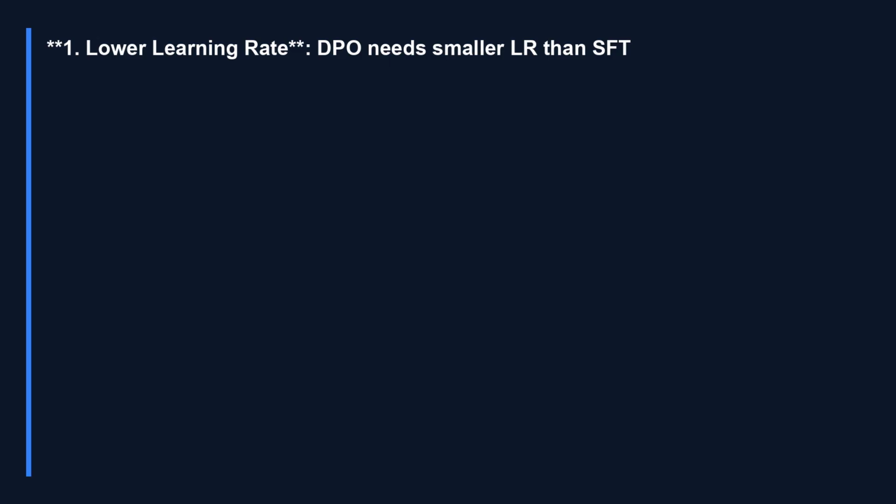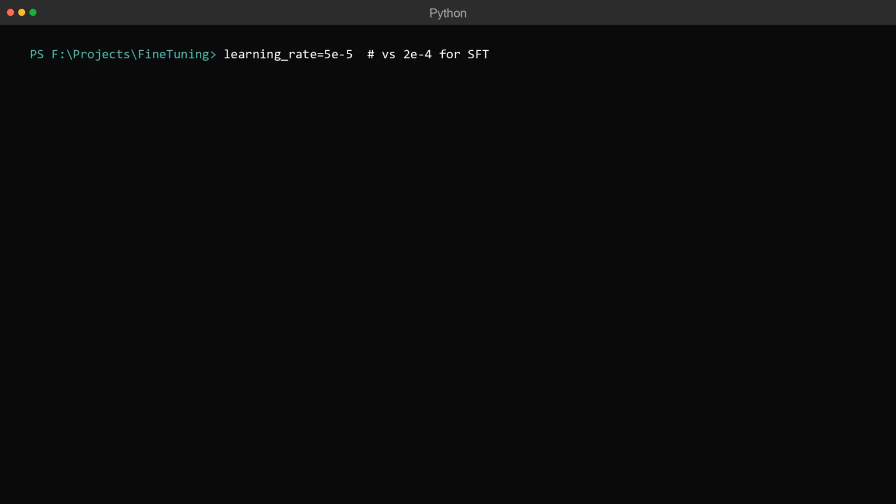The first parameter worth understanding is the learning rate. DPO uses a learning rate of 5e-5, about 4 times smaller than the 2e-4 you'd use for supervised fine-tuning. The reason is that your model already has good general capabilities from SFT. DPO isn't teaching it new knowledge. It's making subtle adjustments to which behaviors it prefers. Large gradient steps would override the capabilities you've already built. Small steps let the preference signal accumulate gradually without destabilizing the model.